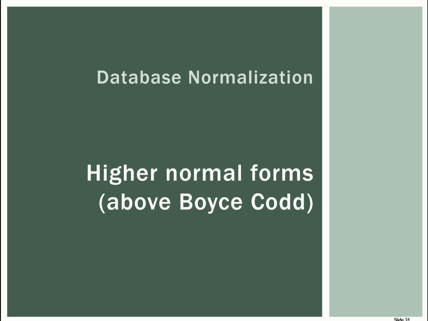Having gotten through Boyce-Codd normal form, there are normal forms higher than Boyce-Codd. We're going to look at these next. We're going to start with fourth normal form. We're not going to spend too much time on any normal form higher than fourth, but I will at least explain what those normal forms are in this video.